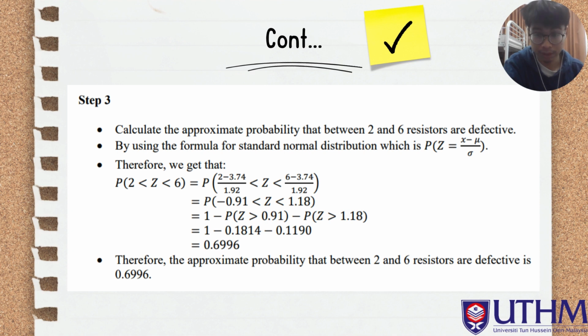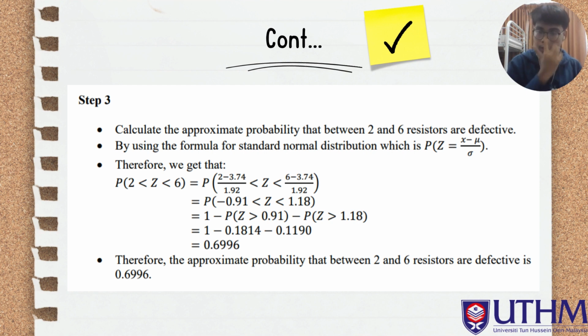On step 3, we will calculate the approximate probability that between 2 and 6 resistors are defective by using a formula for standard normal distribution, which is Z equals (X minus mu) divided by sigma, where the probability 2 is lower than Z and Z is lower than 6, and we get P((2 minus 3.74) divided by 1.92), where we get minus 0.91, and (6 minus 3.74) divided by 1.92, where we get 1.18.